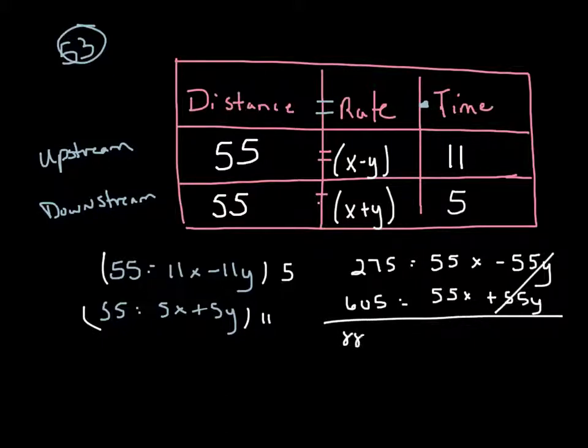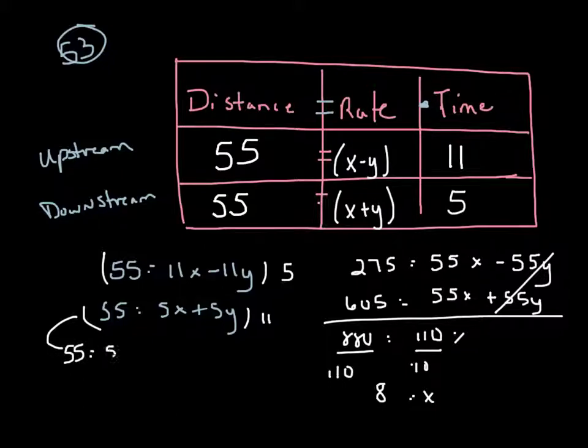I'll get 880 equals 110x, and then we divide by 110, and I get that x would be 8. But x is how fast they could row without the current. So now if I take this equation and put in 8, we get 55 equals 40 minus 5y.